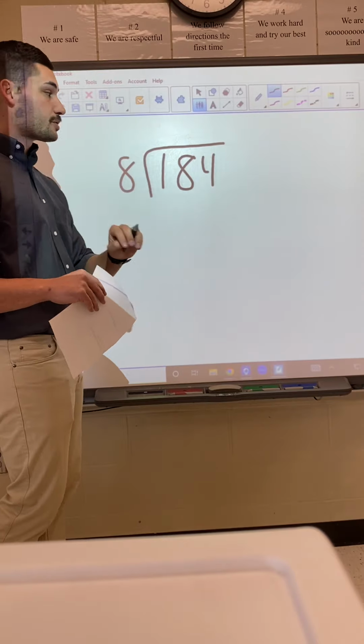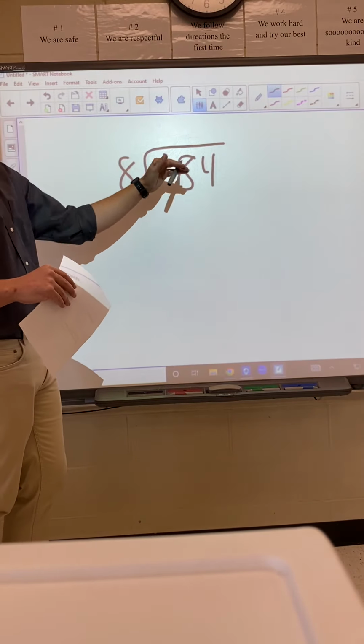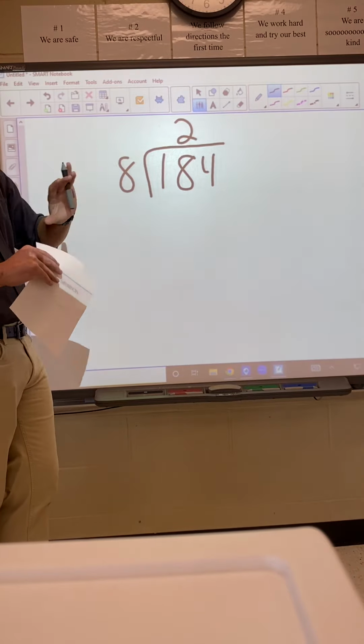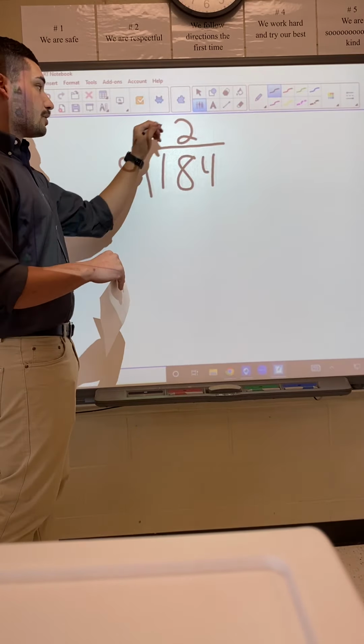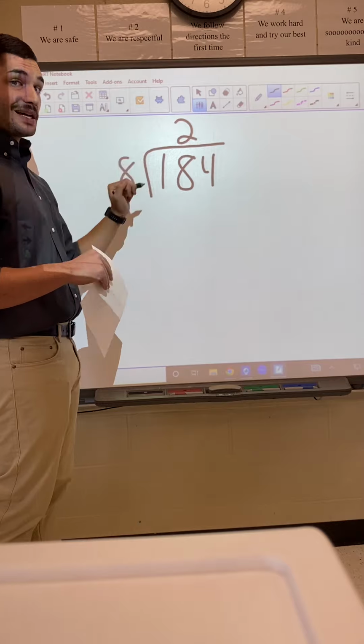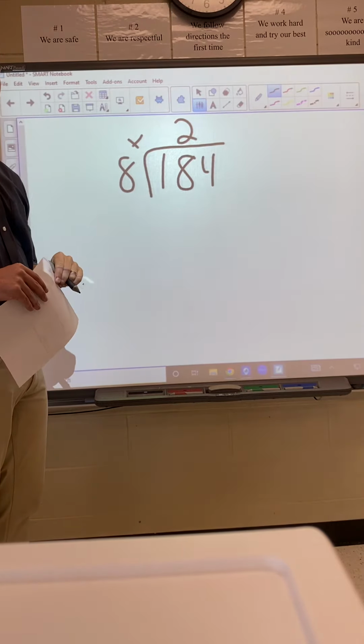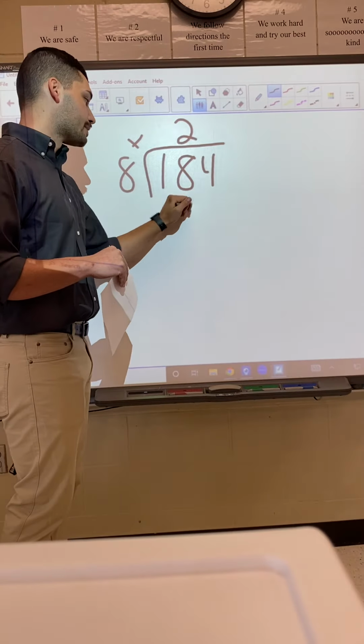But 3 would be too much because we want to get as close to 18 as possible, but still be smaller. So we'd have to put 2 up here because if we did 3, we'd get 24 and that's too big. All right, now that we've done our divide step, how many times can this fit inside of here? Now we do our multiply step. What would 8 times 2 get us? That's right, 16. So we put our 16 down here.